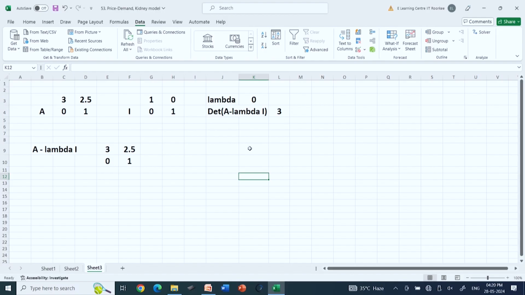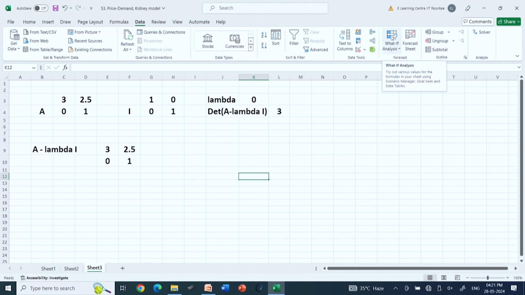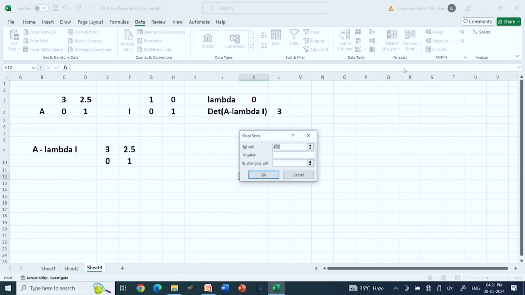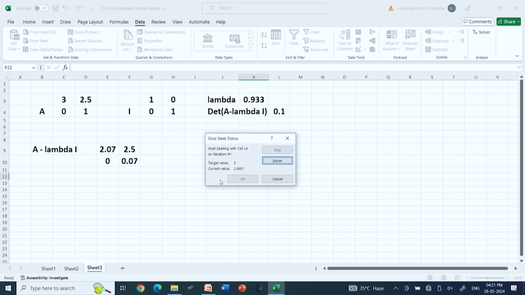Now, the final step is that you go to this Data, then go to What-If Analysis and click Goal Seek. Okay. So, what is your goal? The goal is that this determinant of A minus lambda I will be equal to 0. So I click this cell. This cell value is 3, the target value is 0, and how will you do that? By adjusting the value of lambda. So you click this and click OK.